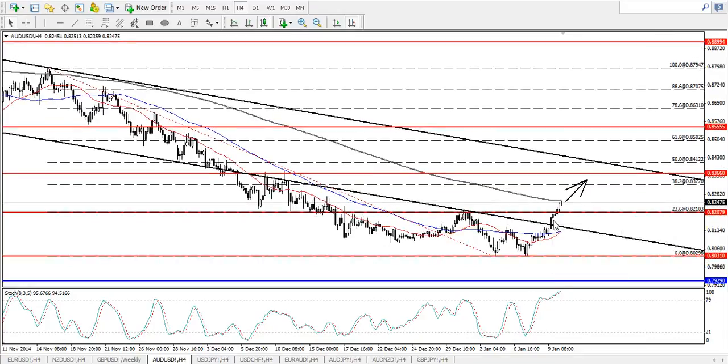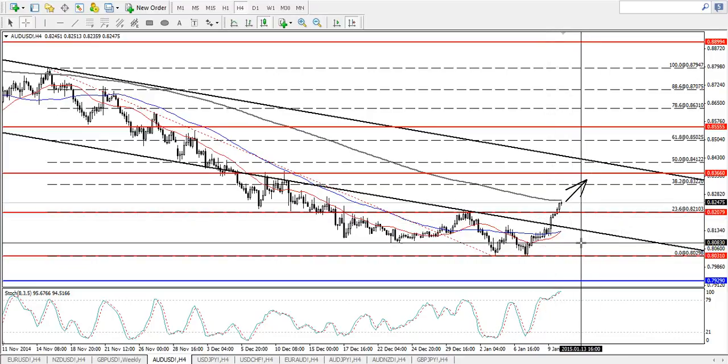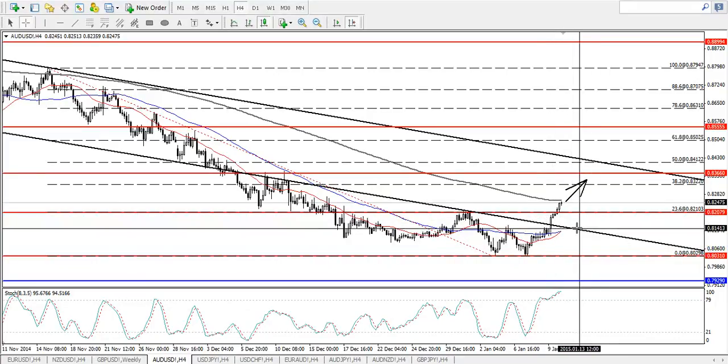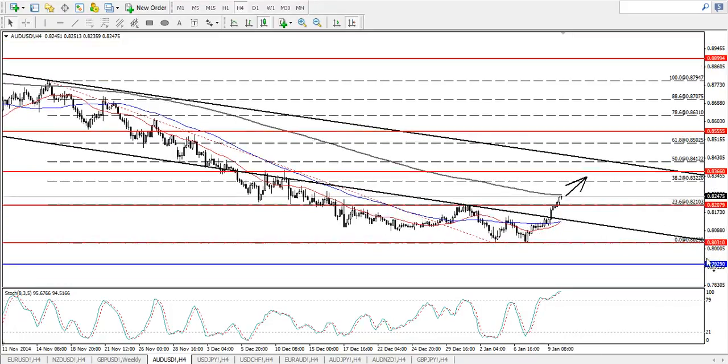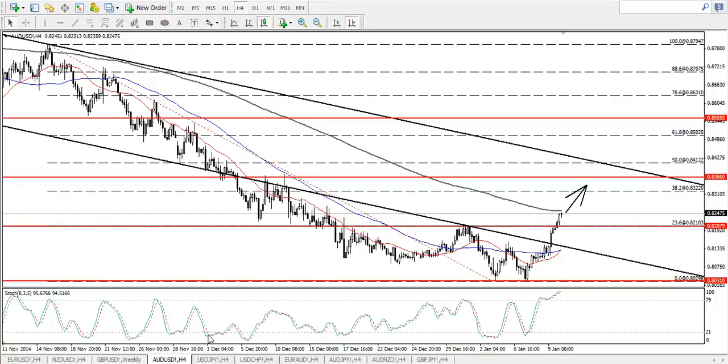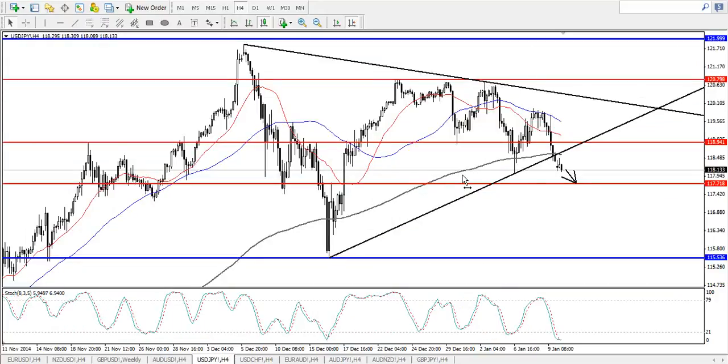And on the downside, the first support level is back to the bottom of the previous falling trend channel, followed by the previous low at the price of 0.8031, and finally the next exhaustion level at the price of 0.7929. So that's for the Aussie against the US dollar. Next, we have the dollar against the Japanese yen.